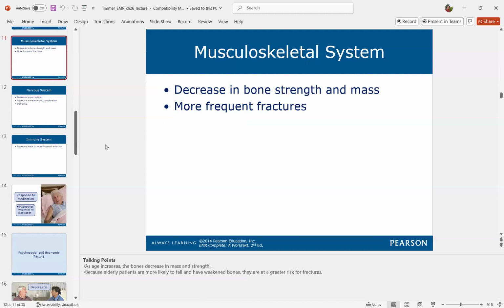Musculoskeletal system: as age increases, the bone decreases in mass and strength. Because elderly patients are more likely to fall and have weakened bones, they are at greater risk for fractures of the arms, legs, hip, the femoral head. That's where we see a lot of these breaks, and shoulder injuries from trying to stop themselves.